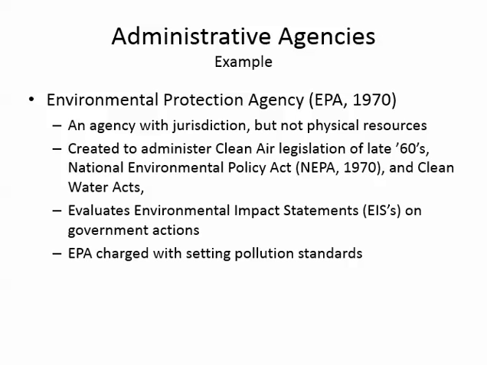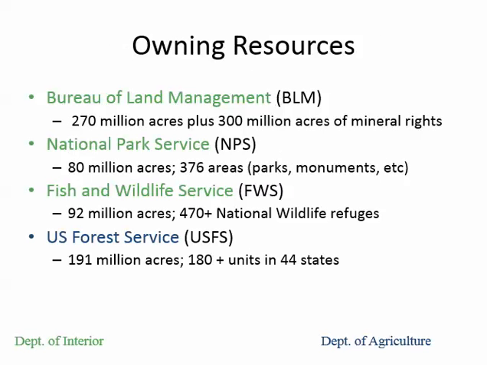But a lot of their work is passed on down to state agencies, which have shadow organizations. So in California, we have state agencies that effectively do all of the work of the Environmental Protection Agency within the state of California. Things like our Air Resources Board.